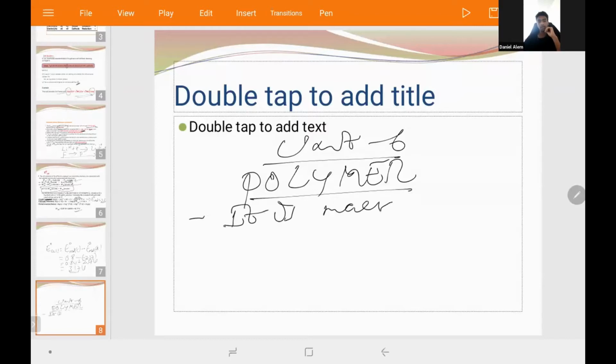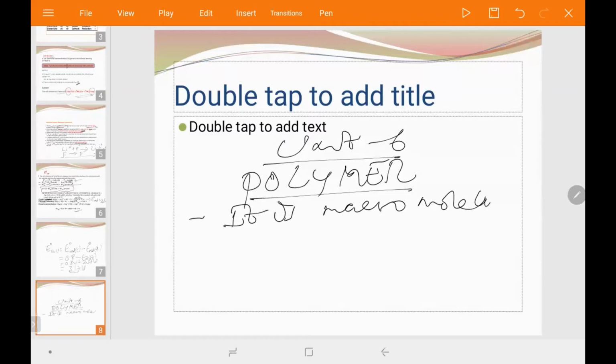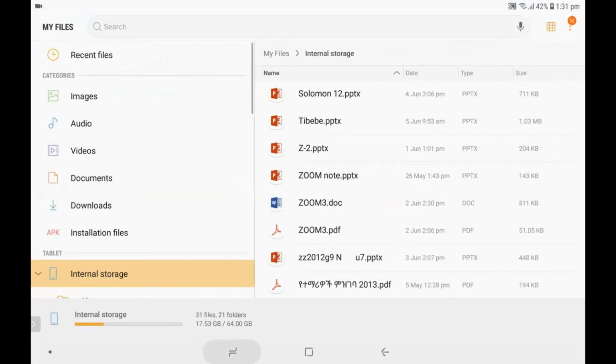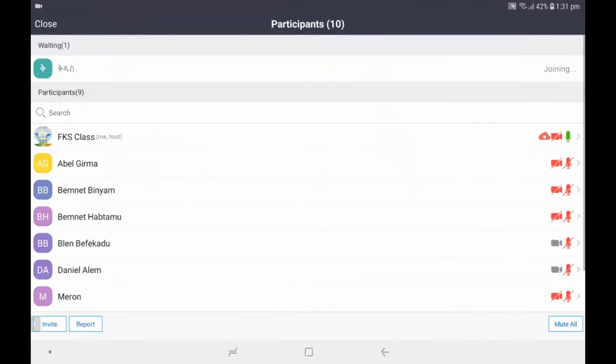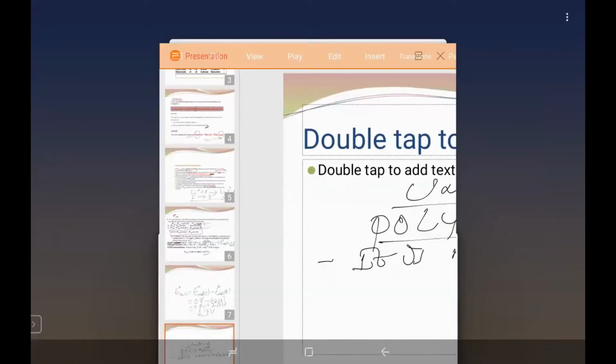Nice. Macromolecule. Macromolecule means it is largest. Micromolecule is here. So here we have monomer and polymer. Monomer means what? It is a single unit. So polymer, how can you define polymer? It is a compound with a large number of monomers inside it.